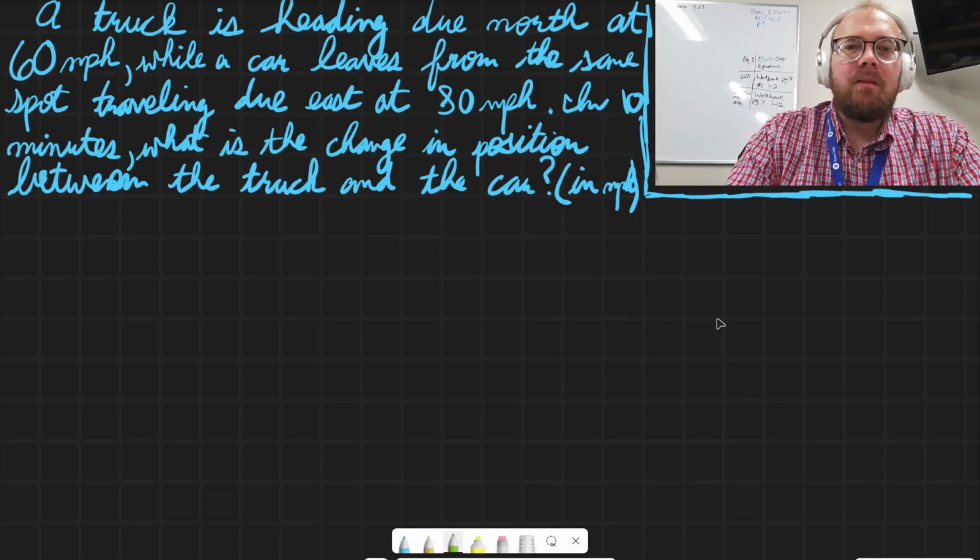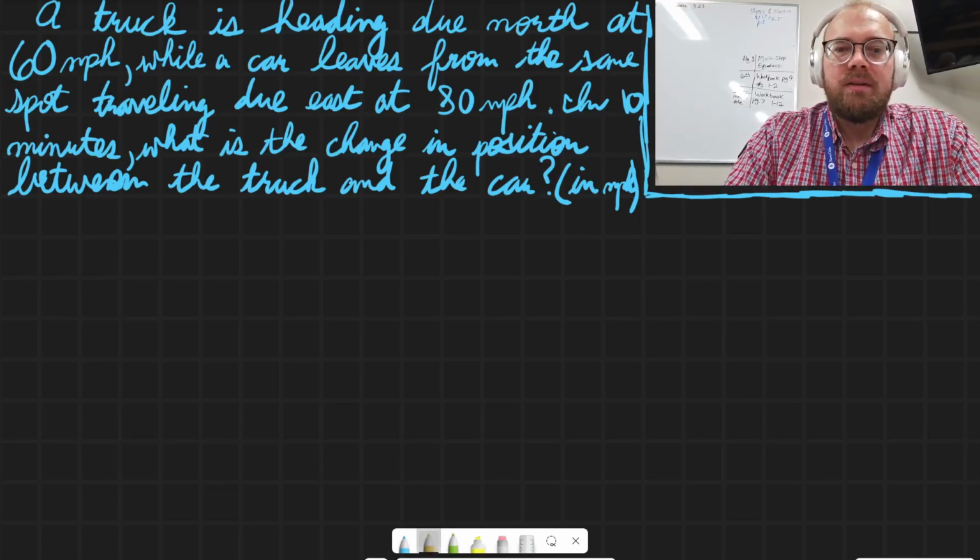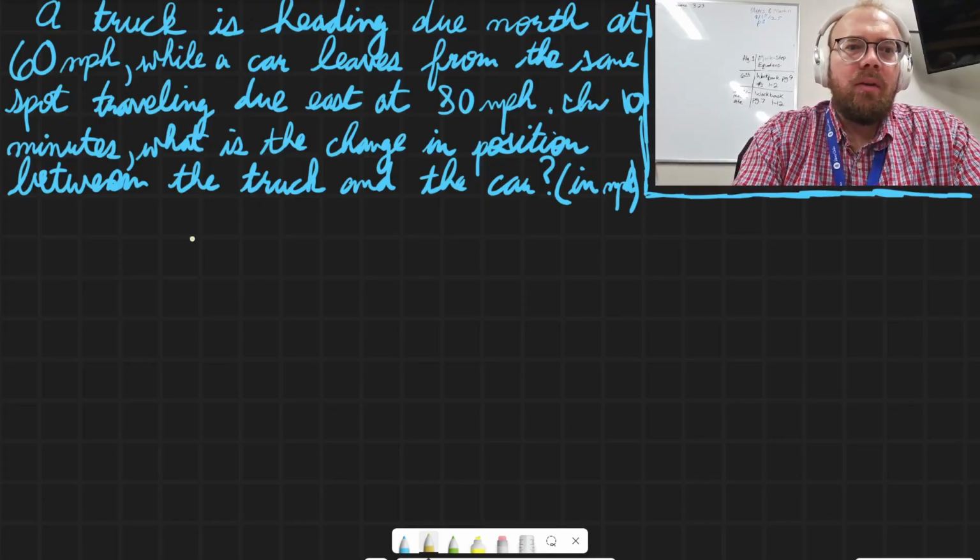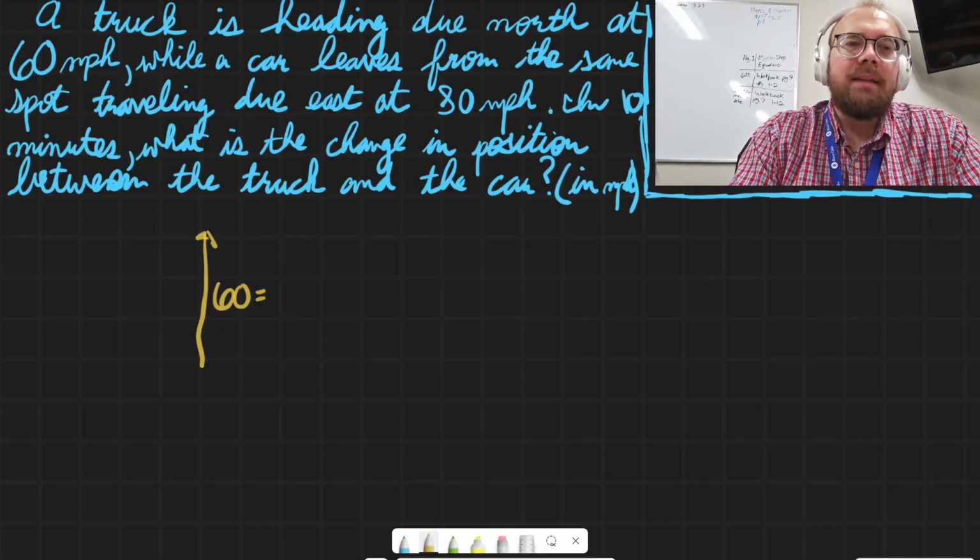So, you know what they say, a picture's worth 1,000 words. So let's draw a picture. We have a truck going north, at 60 miles per hour. So its rate, we'll say dr dt. That's how fast it's traveling, in miles per hour.